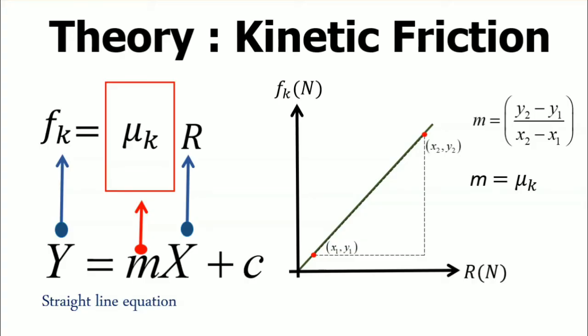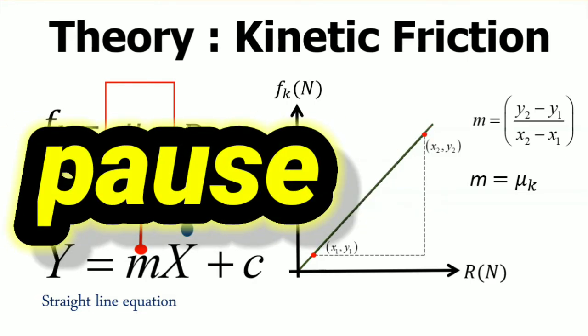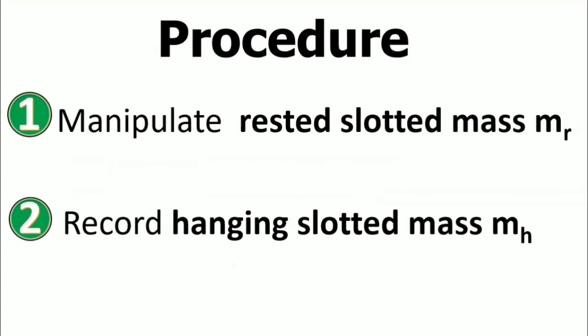Before we continue with the procedure, I want you to pause the video, open the manual and go to the procedure section of the experiment. After you have read through the manual, you can come back again to the video. If you have read the manual, these two statements will make a lot of sense. In the experiment, you are going to manipulate the rested slotted mass MR and then record the mass of hanging slotted mass MH for both static and kinetic friction.